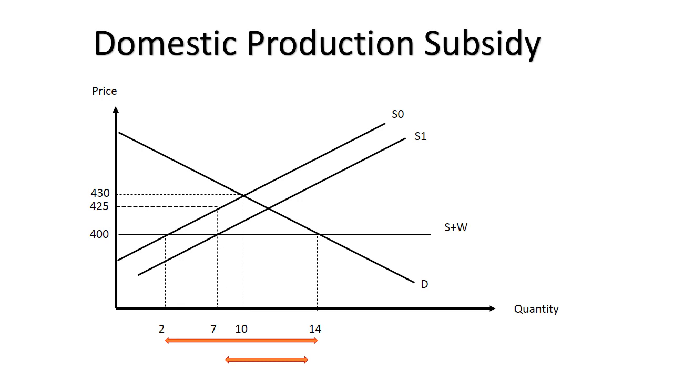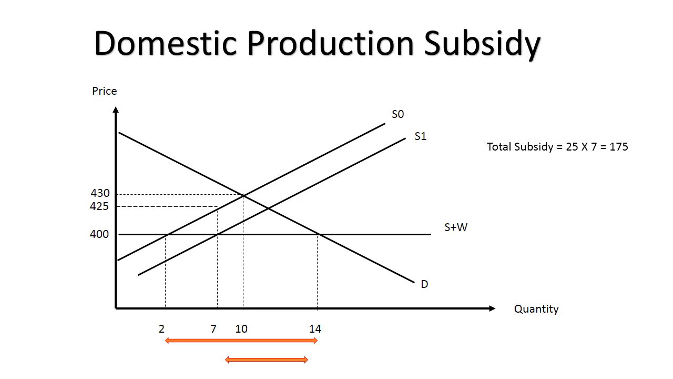Now we are going to calculate the total subsidy that the government provides to local producers. For each unit of good eggs, the government will give 25. Domestic quantity supplied is equal to 7. So 7 times 25, you will get 175. Total subsidy is equal to 175.